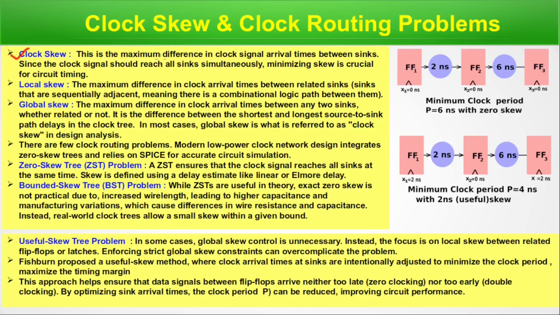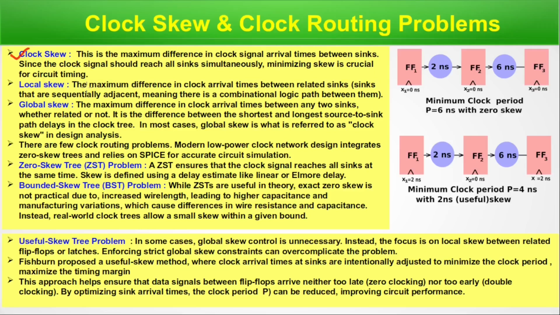Clock skew is the maximum difference in clock signal arrival times between sinks. Since the clock signal should reach all sinks simultaneously, minimizing skew is crucial for circuit timing. Ideally, the clock should reach every sink at the same time, although it doesn't happen because the signal takes finite time to travel through the wires.